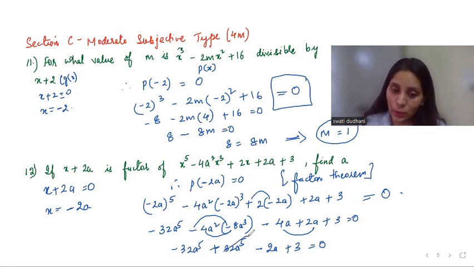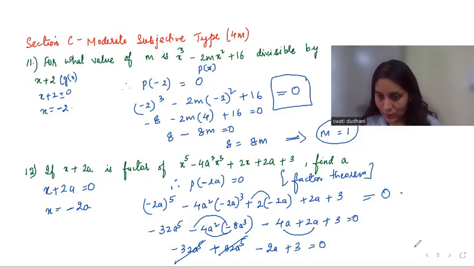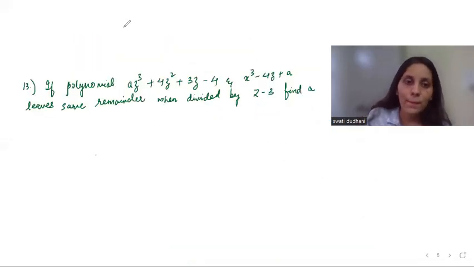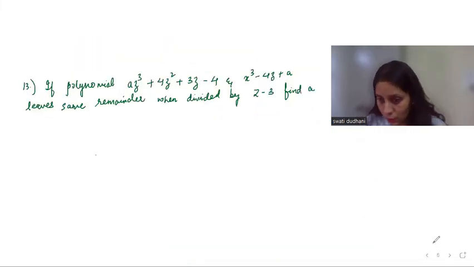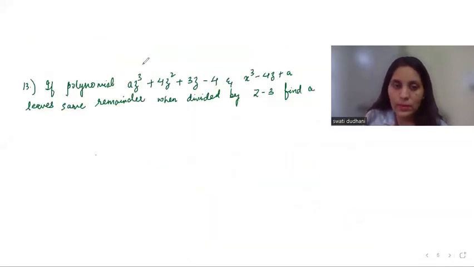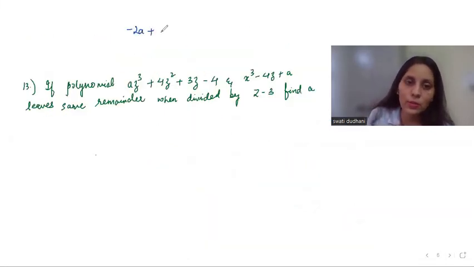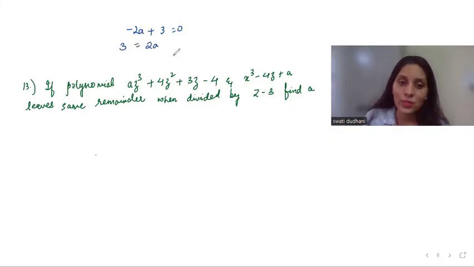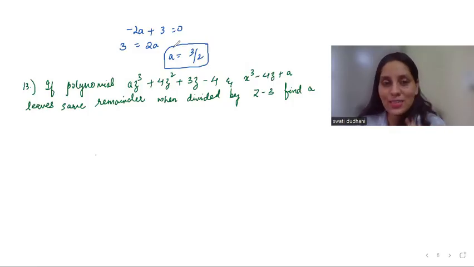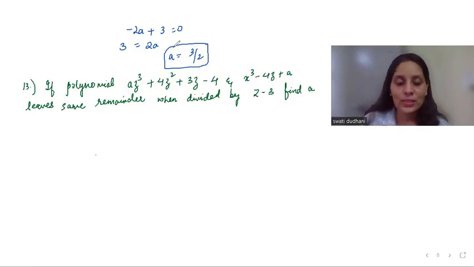So plus 32a power 5 minus 32a power 5 can be cancelled. So here you have minus 2a plus 3 equal to 0. From this, 3 equal to 2a, with minus 2a transferred. So a will be equal to 3 by 2. I hope this is clear. Now next, 13th question.